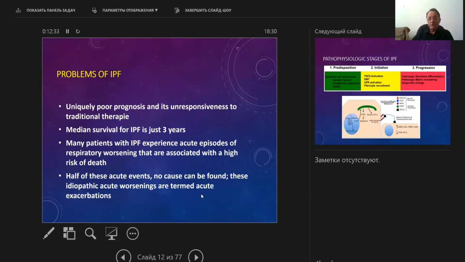Okay, problems of IPF: poor prognosis due to unresponsiveness to traditional therapy. Median survival for IPF is just 3 years. Many patients with IPF have experienced an acute episode of respiratory worsening. It's called acute exacerbation, which carries a higher risk of death and significantly reduces the lifespan of these patients.